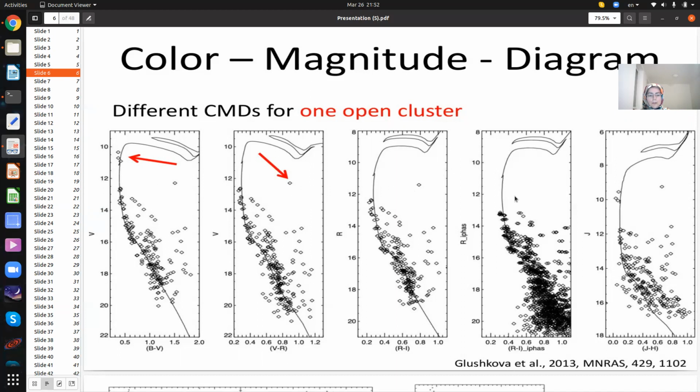So we should have many photometric systems, because maybe there are some stars like this or this, which are not in one or two photometric systems. So we should measure all photometric systems.